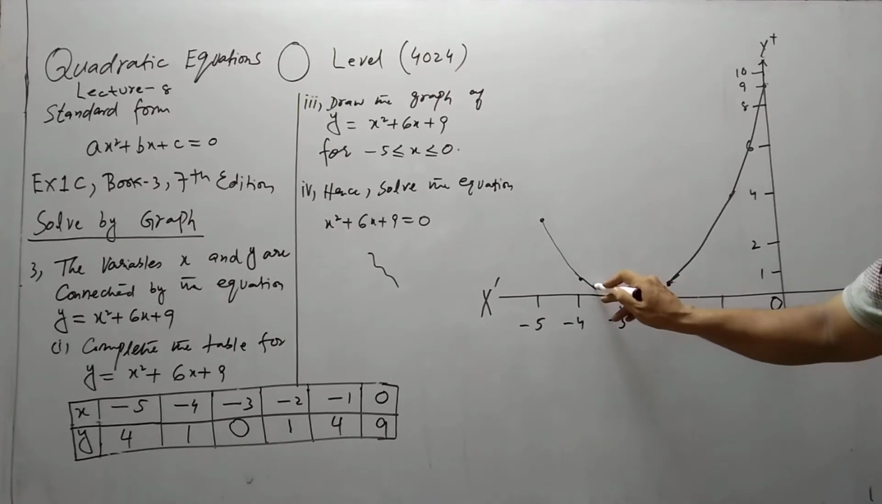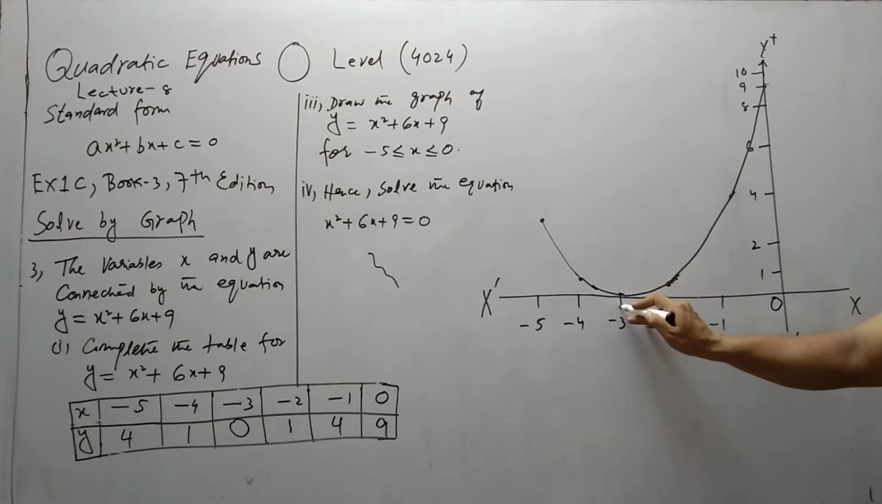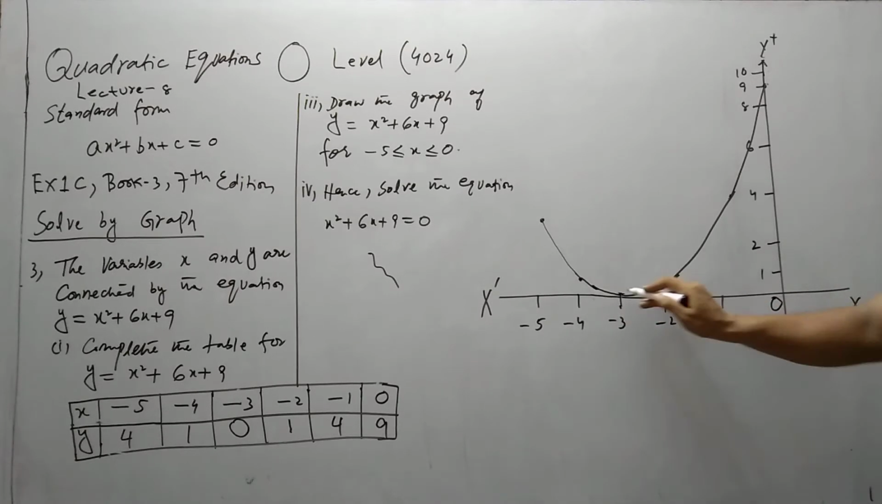So this is your minus 3. This value is minus 3. I highlighted this value.